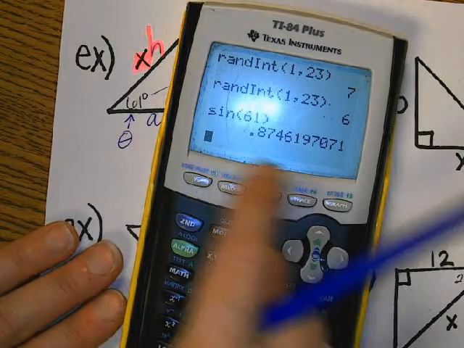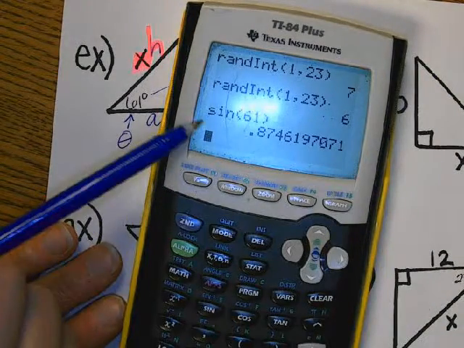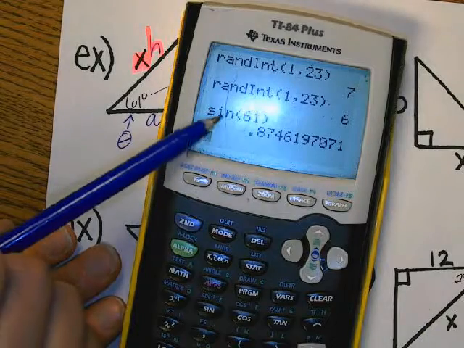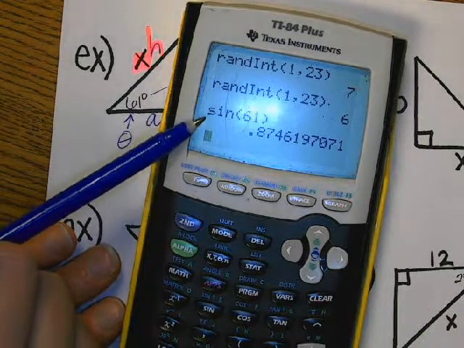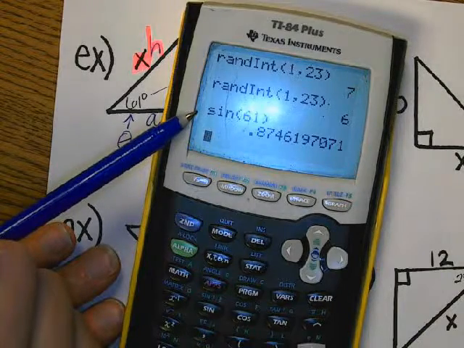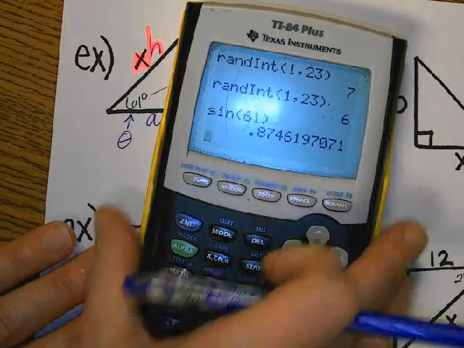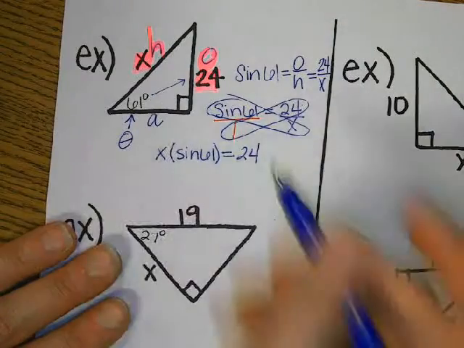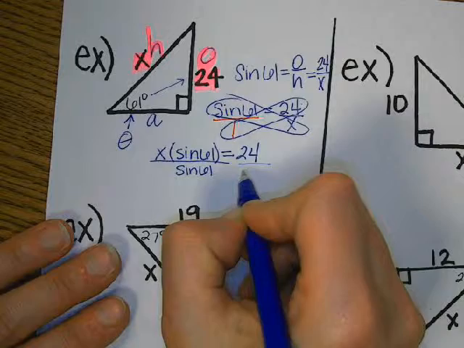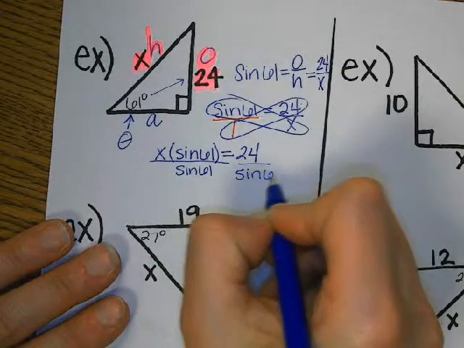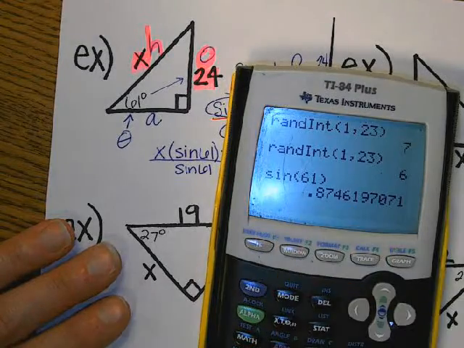Okay? Remember, if I typed sine of 61 on my calculator, I'm going to get a decimal. So just because there are letters right here, that does not mean that this is a variable. Okay? Sine of 61 is actually a number, but I don't want to get rid of this word until the very end of my problem. So I'm going to divide by sine of 61 on both sides.